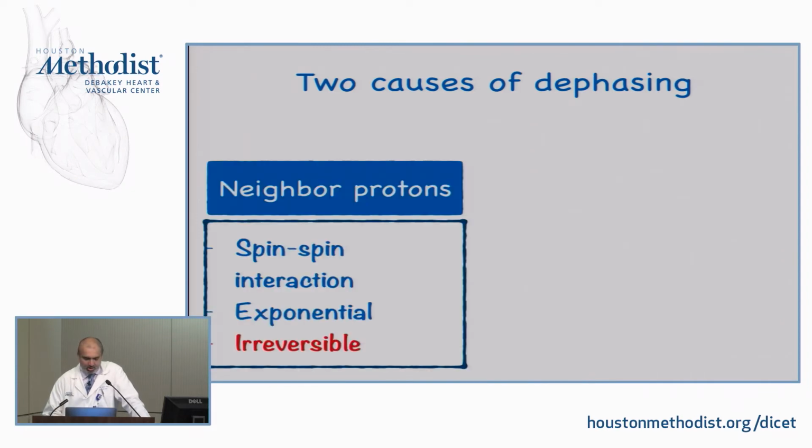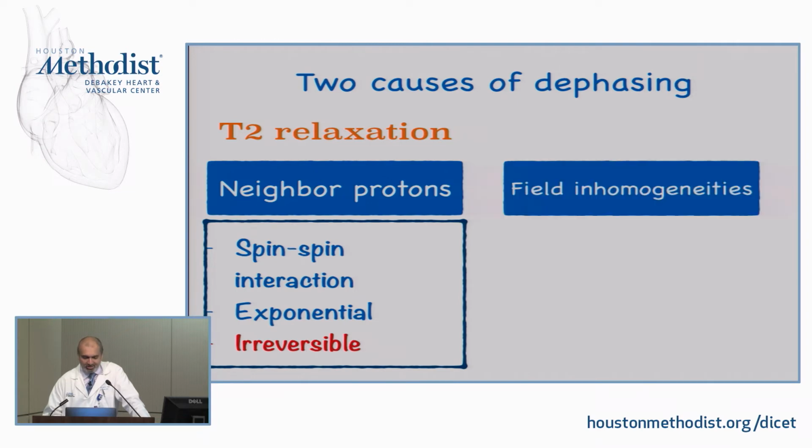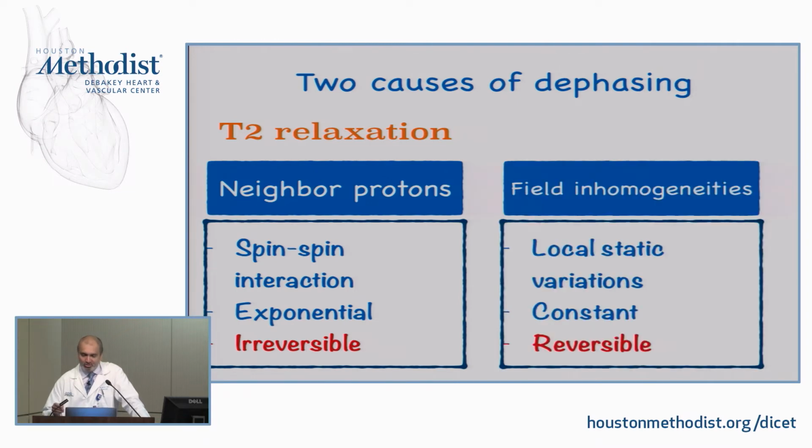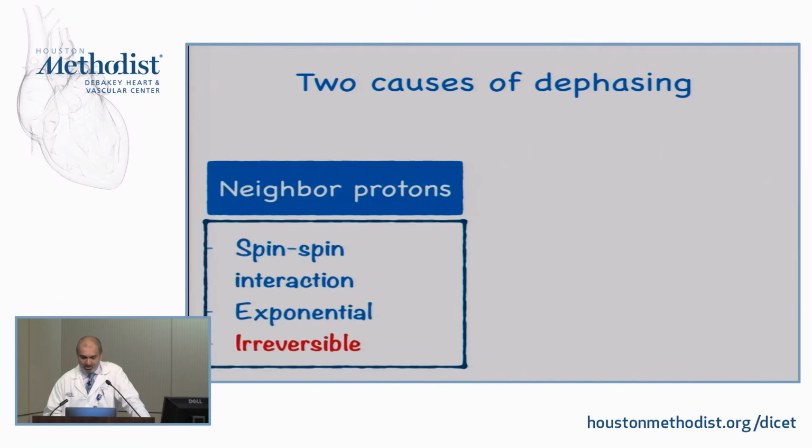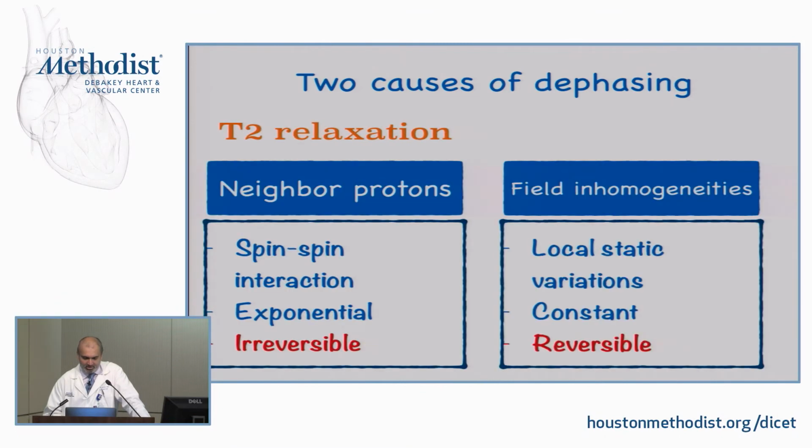Okay, so the causes of this dephasing are twofold. There are things that are due to what's called spin-spin interaction. These are exponential and irreversible, and this leads to what's called T2 relaxation. And then there are also things that are due to local field inhomogeneities. This is something that's reversible, and that leads to what's called T2 star relaxation. Okay, so let's keep going.